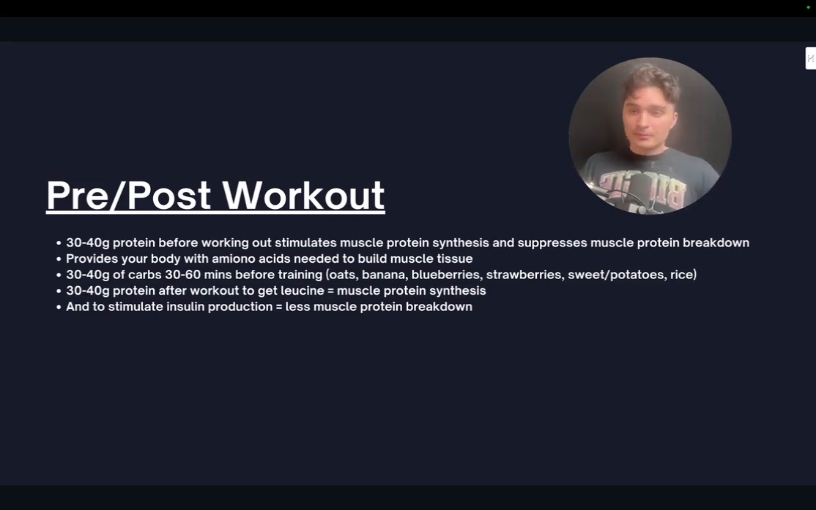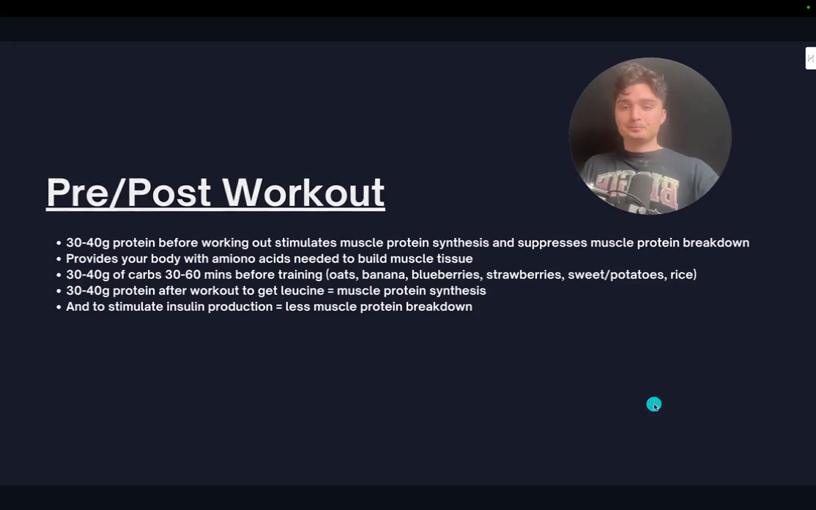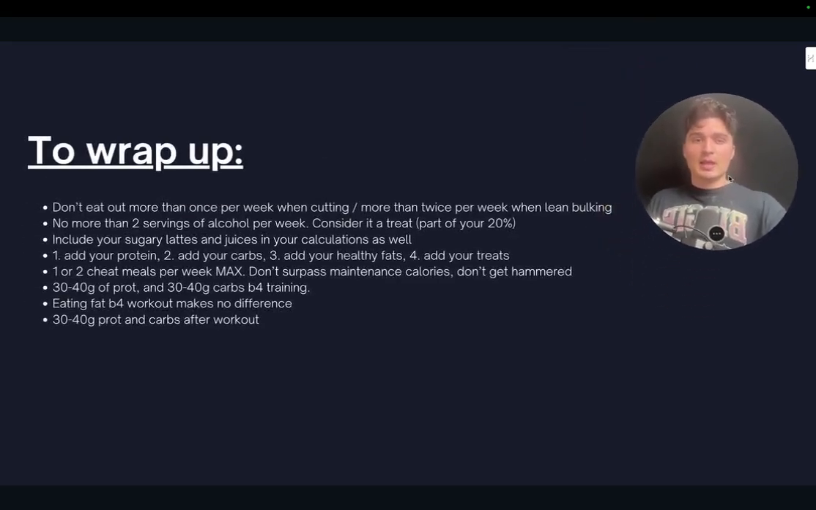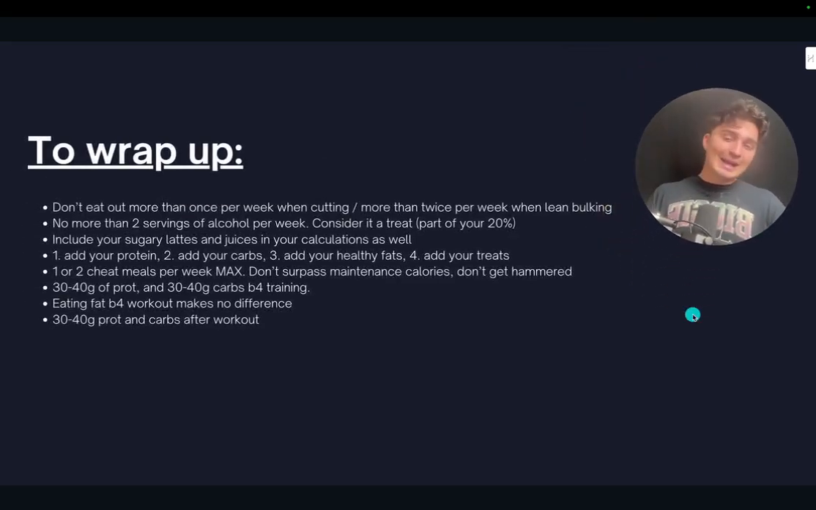And it would be a good idea, I'd say as well, I didn't mention it here, but get another 30 to 40 grams of carbs with that as your post-workout meal. This will both stimulate insulin production, which obviously correlates to less muscle protein breakdown and maximal muscle growth. Pretty simple stuff there. To wrap up, I just want to repeat what I've said in this video.